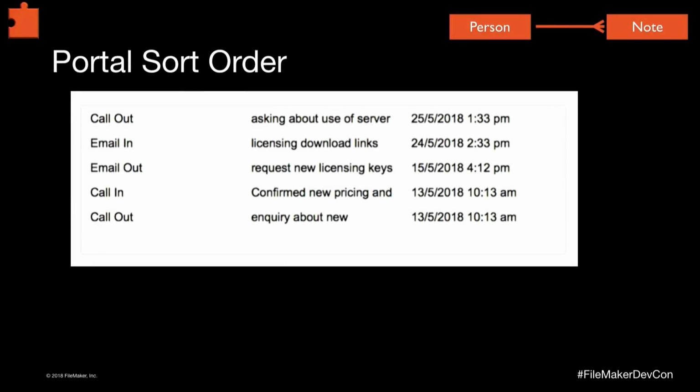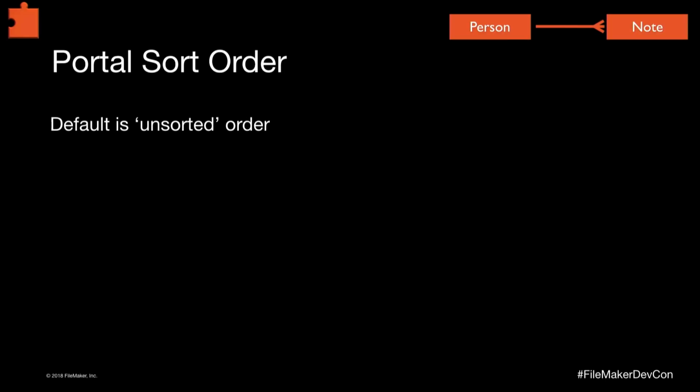When we look at the portal, we need to look at how those records are sorted in that portal. And in this case, you can see the records are sorted in reverse order chronologically, and that would be a good thing. But by default, portal records are displayed in unsorted order. So these are the order of creation. By default, you will see related records in the order of creation. So for example, for notes, the last record created will be down the bottom of the portal. But we can change that.